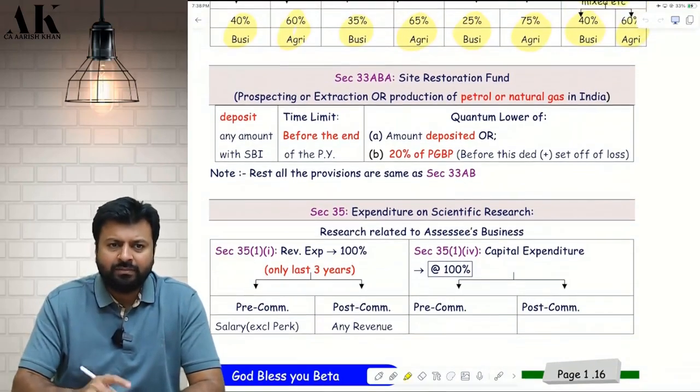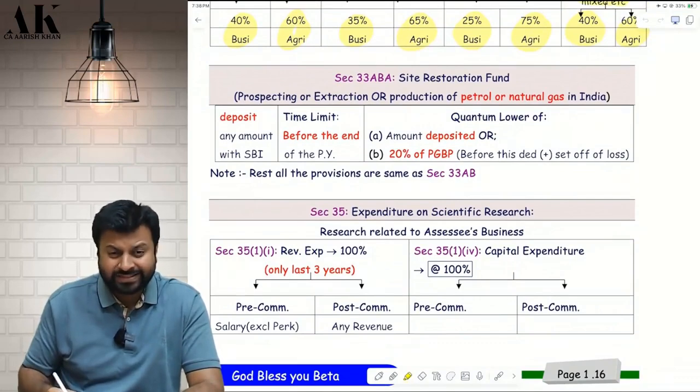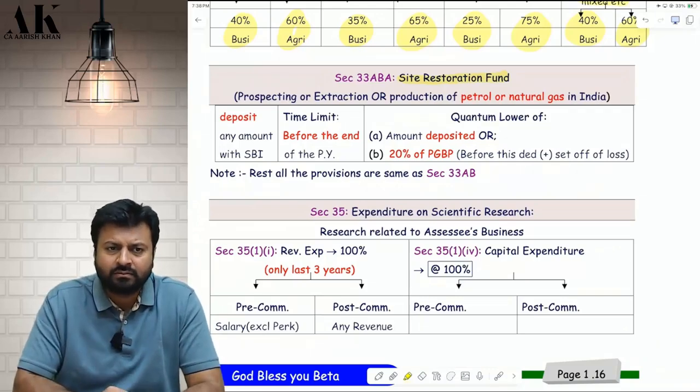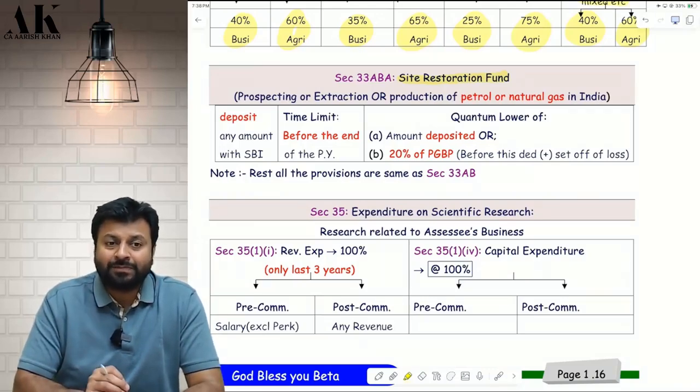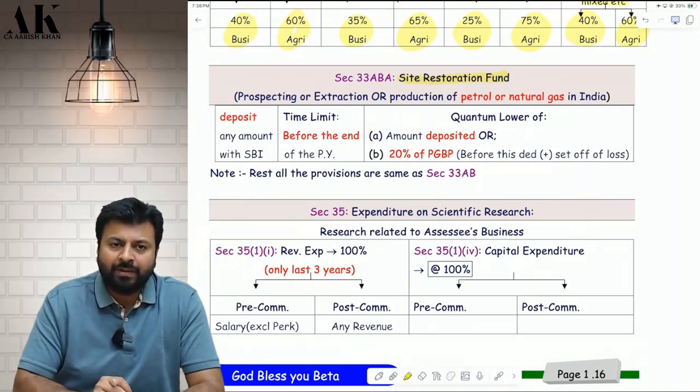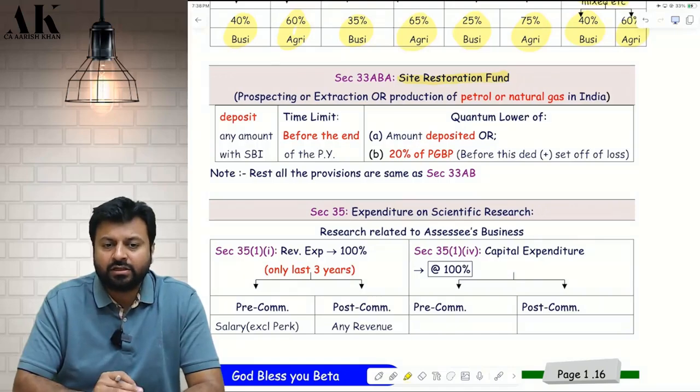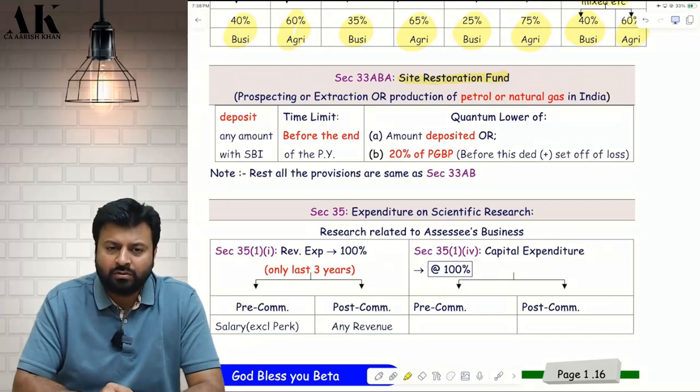So what is section 33ABA then? It is a section which is termed as site restoration fund. So what kind of site restoration fund? If you are engaged in prospecting, extraction or production of petrol or natural gas in India, then this deduction is available for you. Okay. So you are into the business of natural gas or petrol in India. Either you are exploring petrol or you are producing petrol, or natural gas in India, like Reliance Industry, ONGC, etc. Okay. So you are eligible for this deduction.